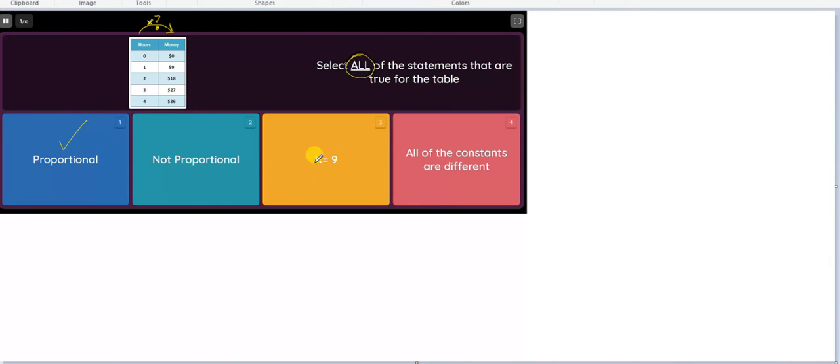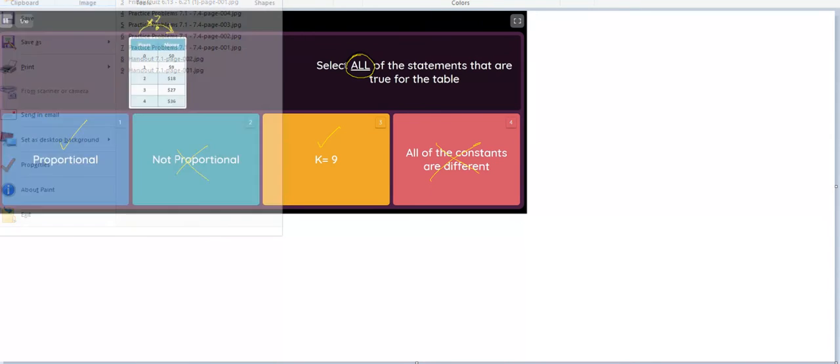Check. You want to pick that one. And it also has a constant of 9, so you want to pick this one too. The constants are not the same on the other one, so clearly it's not proportional. You don't want to pick that one. So pretty straightforward on the first one there. Let's look at the next one.